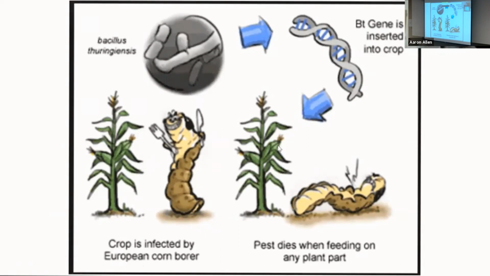What this did is now the plant is producing the same toxin that Bacillus thuringiensis produced. So when the European corn borer comes to eat the plant, it dies. It ingests the toxin created by the plant, not by the bacteria, but by the plant, and it dies. So in this way, we're creating our own pesticides.